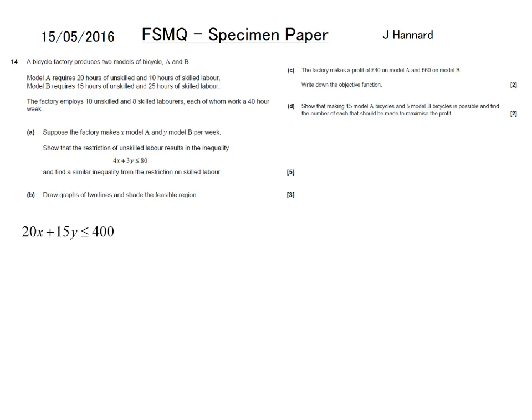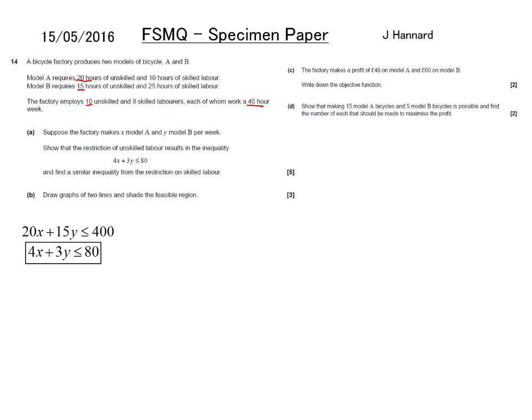Well, 20x plus 15y must be less than or equal to 400 because I've got 20, 15, and then remember it's 10 unskilled workers, but for a 40-hour week, so times them up. That's a common factor of 5 there, so I divide through by 5 and I get 4x plus 3y is less than or equal to 80.